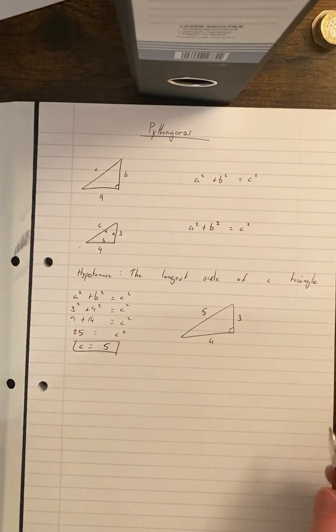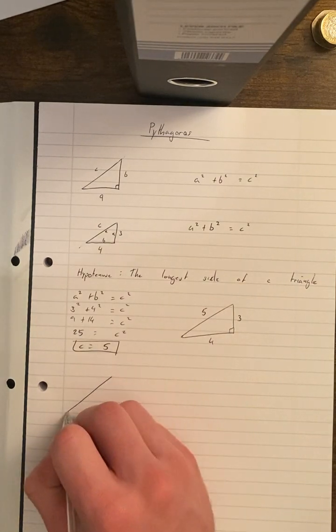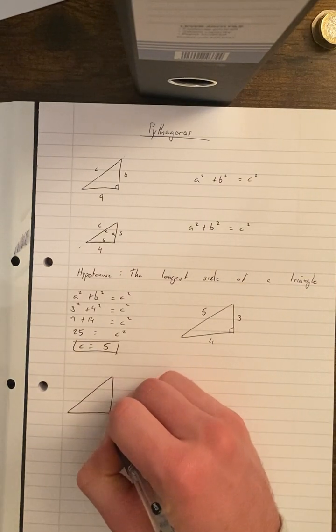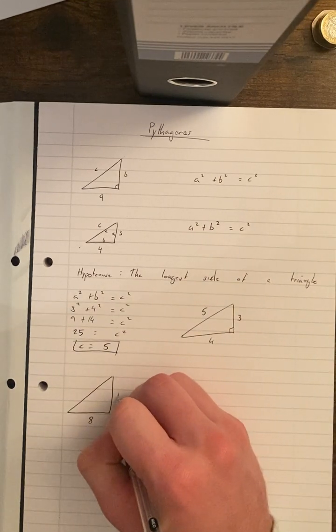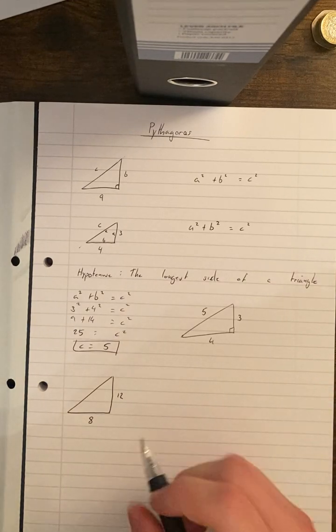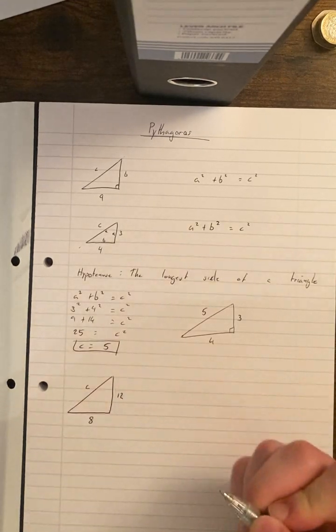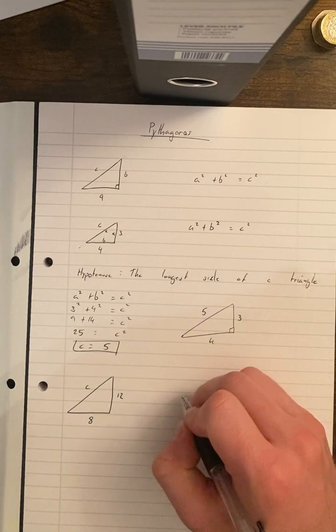Let's do another example. If I have a triangle like this, and I have this length here is 8, and this length there is 12, let's see if I can find the length C. So I'm going to give you an opportunity now to pause the video, and you can work this out for yourself. 3, 2, 1, I'll walk through it with you.